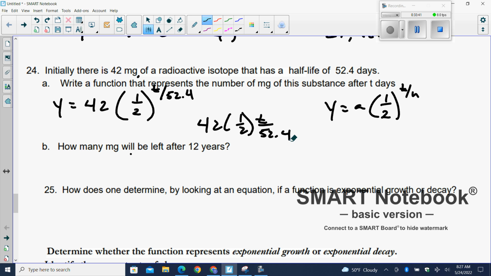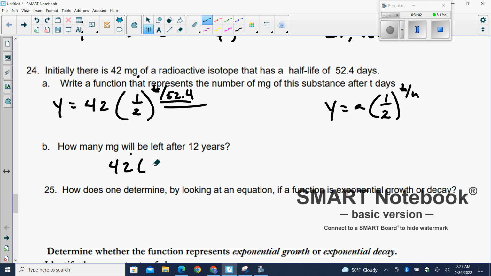I don't know if I know what you mean because that's not written as an exponent. So do you know it's supposed to be an exponent? Don't say, well, yeah, obviously. That is not obvious. Okay? So make sure you clearly write it as an exponent. It has to be up in the exponent position. Okay? All right. How many milligrams will be left after 12 years?